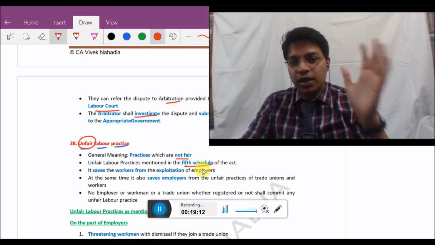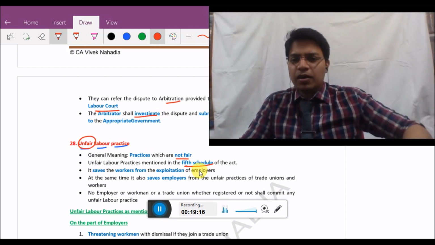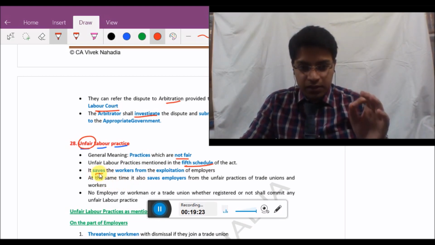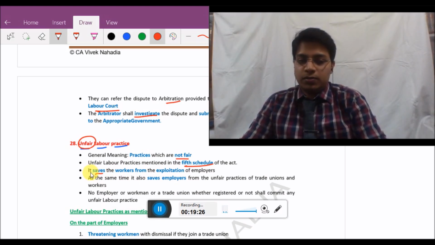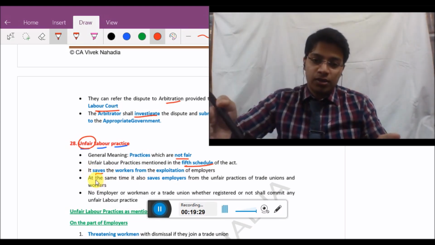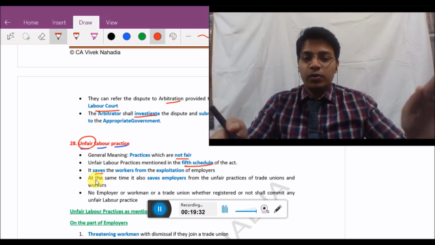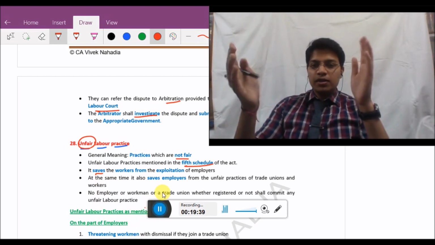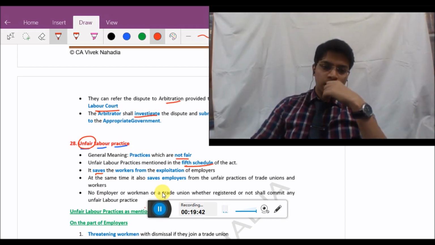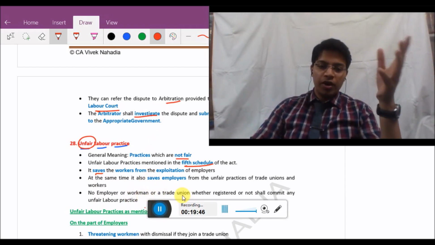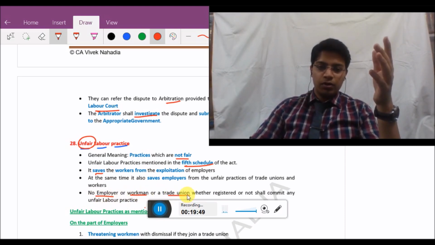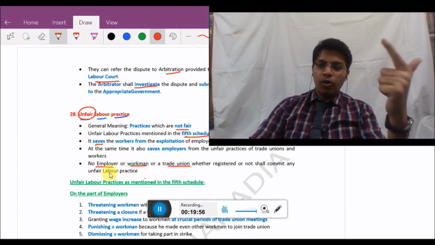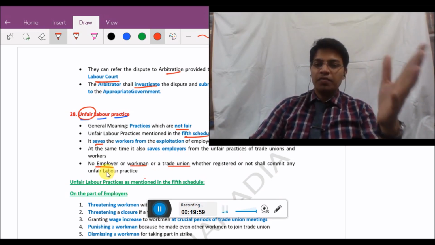Unfair labor practices are mentioned in the 5th schedule of the Act. In the fifth schedule, a list of unfair labor practices is given. What is the advantage? It saves the workers from the exploitation of the employers. At the same time, it saves the employers from the unfair practices of the trade unions and workers. So both the parties, the employers and the employees, are saved. No employer, workman or trade union, whether registered or not, shall commit any unfair labor practice.